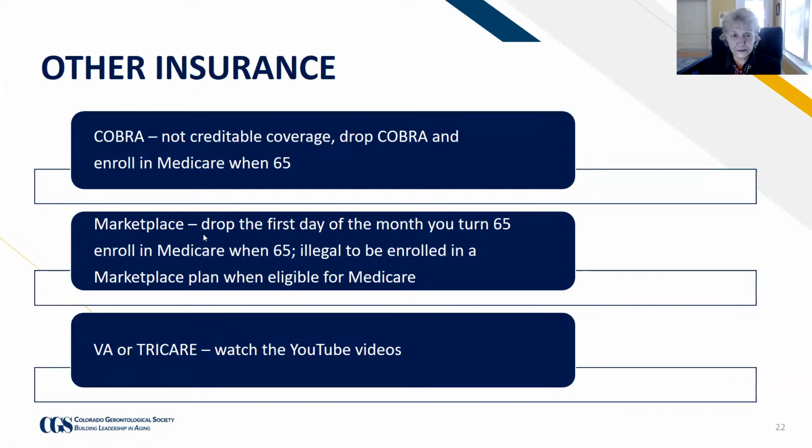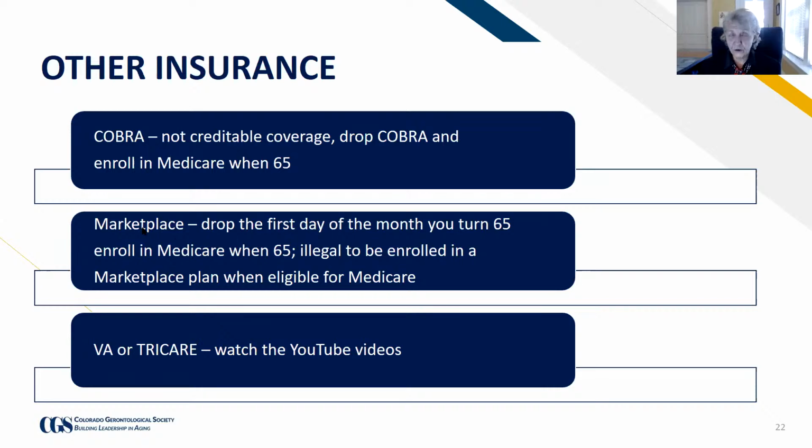Another thing that some people get confused about is if you are in the marketplace or in Obamacare. While Obamacare is credible coverage, the problem is that it is illegal to be enrolled in a marketplace plan when you are age 65 and eligible for Medicare.